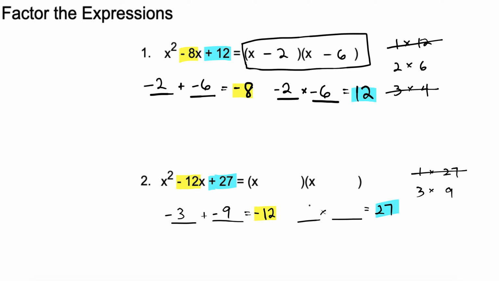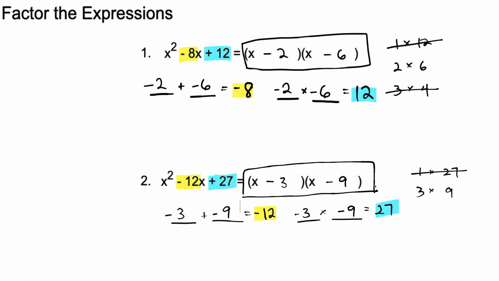Then we have to check those same numbers to see if they still fit the multiplication. So we have negative 3 times negative 9. Negative times negative is positive, and 3 times 9 is 27. So yes, those two numbers do work. So I'm just going to put in negative 3 and negative 9, and x minus 3 times x minus 9 is going to be my final answer.